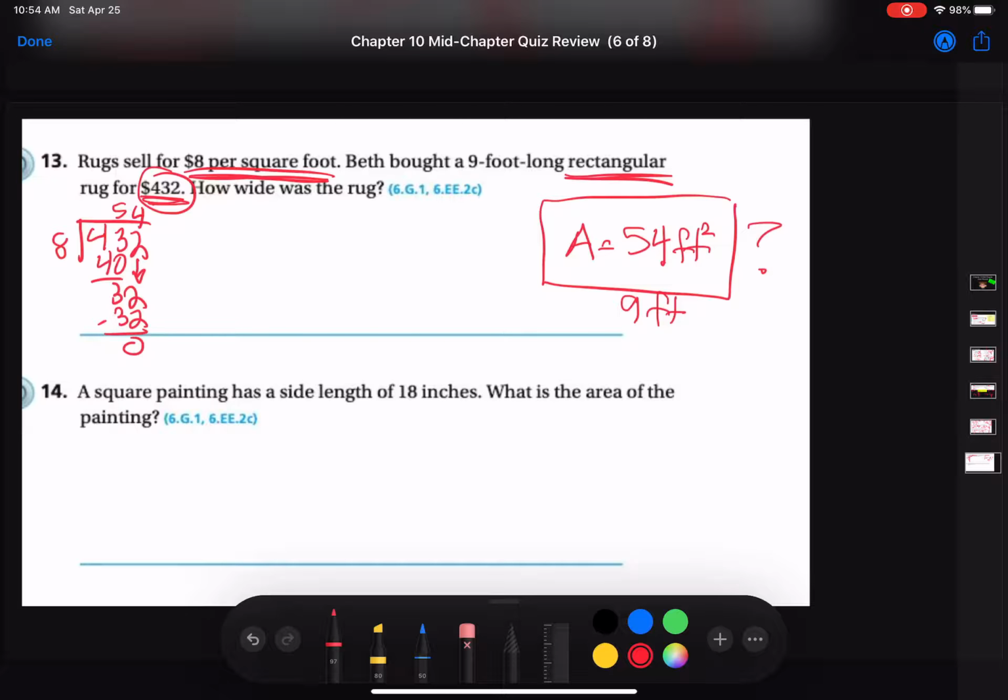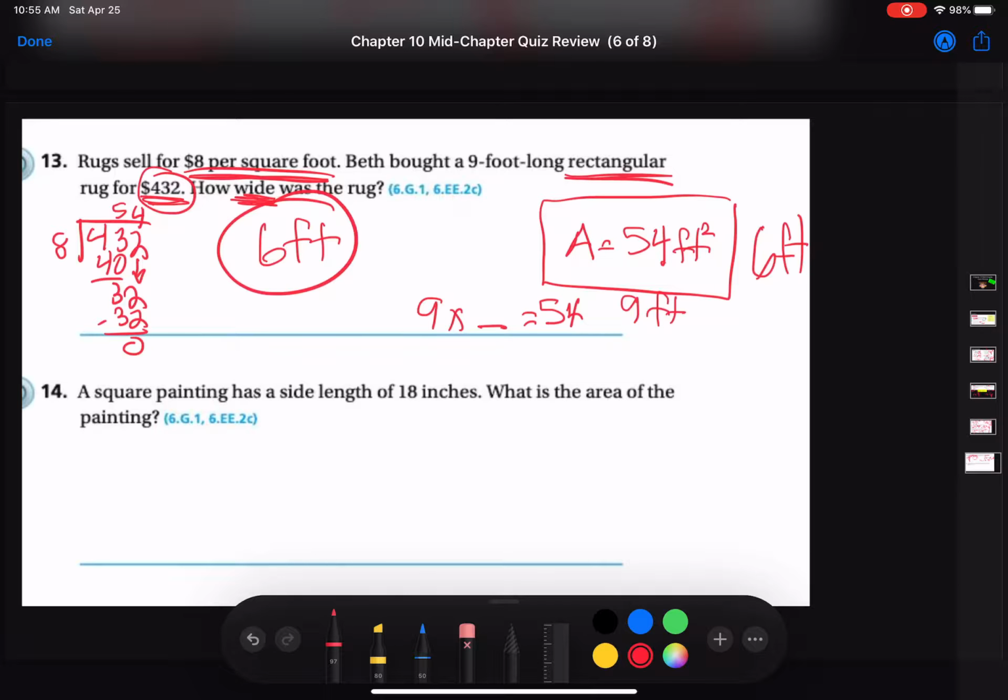Okay, so what I want you to think about, 9 times what will give you 54? 6. So I'm going to come over here and erase this question mark and put a 6 feet. So my width is 6 feet. That's my answer.